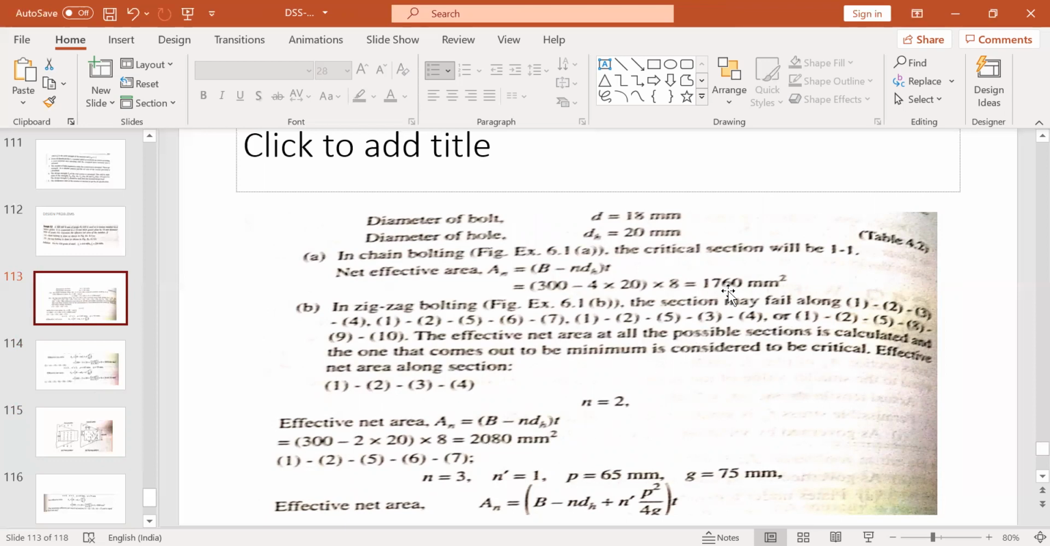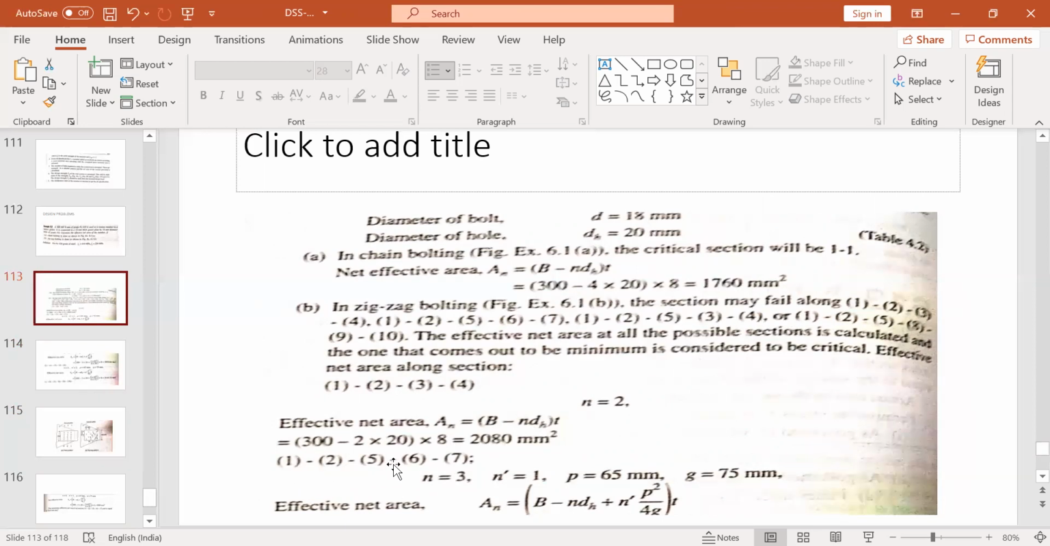The first case was 1760, and it is now 2080. So the net effective area is increasing. You can observe that when moving from chain bolting to zigzag bolting, changing the pattern of connections, your net effective area is increasing.